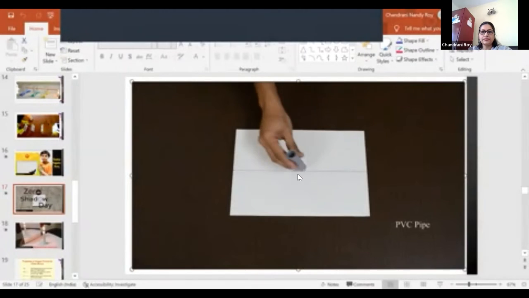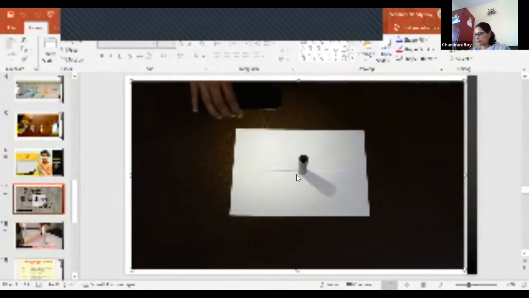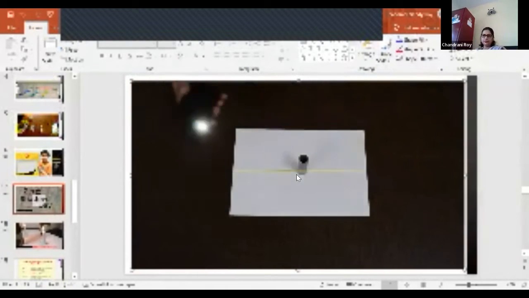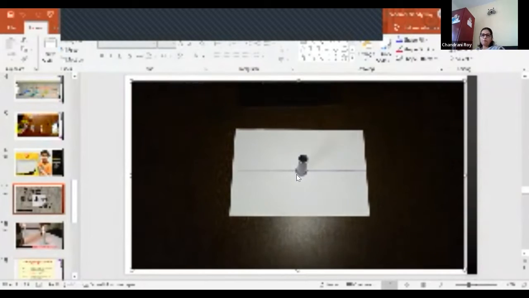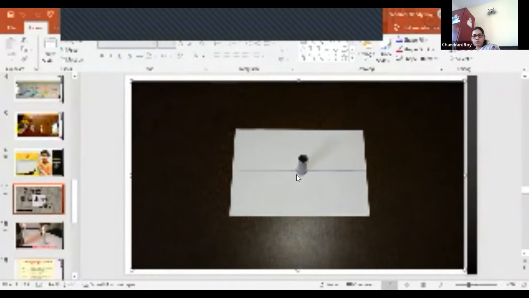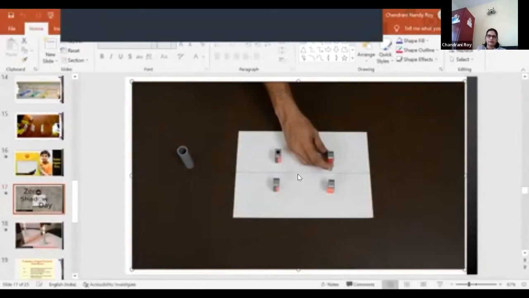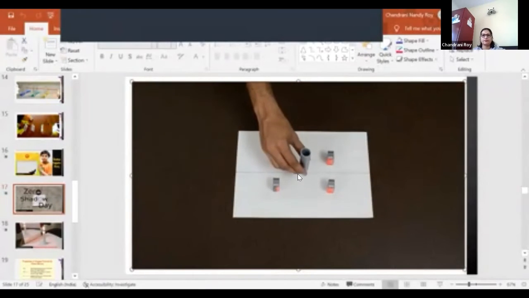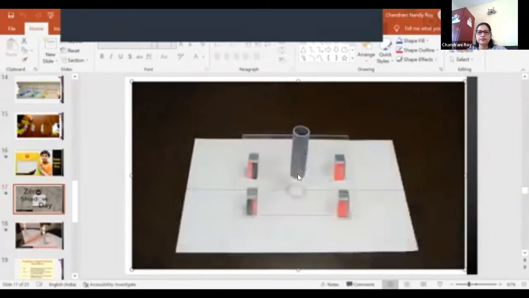Place this hollow PVC pipe here. We will use the flashlight of a mobile phone to create a shadow. Shadow appears on either side of the line as I move the flashlight. If I move the flashlight exactly above the pipe, I cannot see the shadow. I can put this pipe on a transparent sheet and get the same result. This time, I see a circle below when the flashlight is exactly above the pipe.